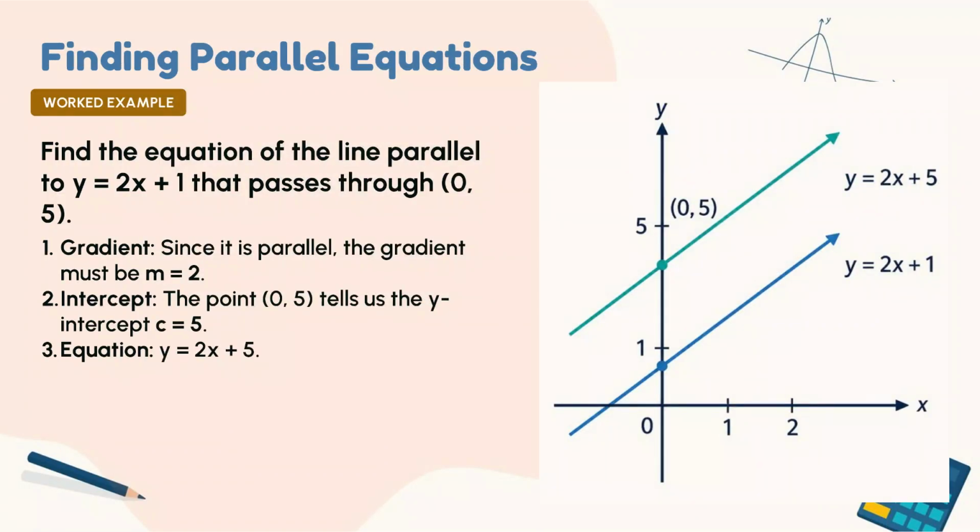Now, let's find the equation of a parallel line. We need to find the equation of the line parallel to y equals 2x plus 1 that passes through the point (0, 5). Because the new line is parallel, it must have the same gradient. The gradient of y equals 2x plus 1 is 2. So our new line must also have gradient 2. The point (0, 5) tells us the y-intercept, because when x is 0, y is 5. So c equals 5. Therefore, the equation is y equals 2x plus 5.